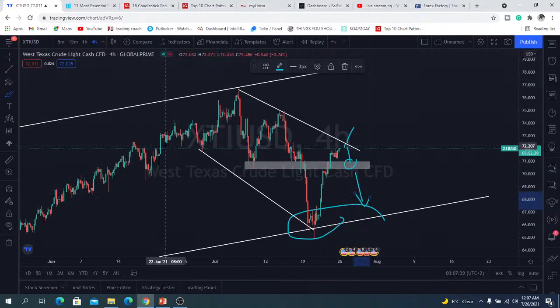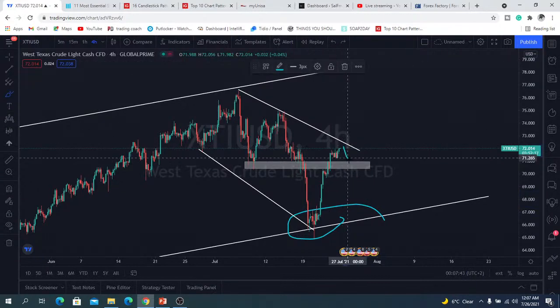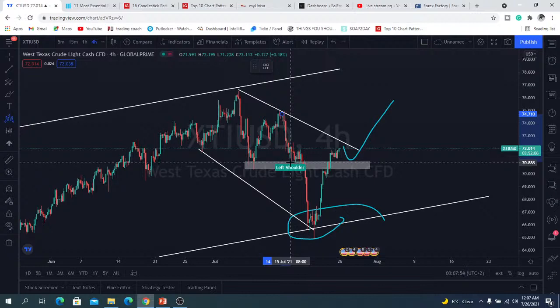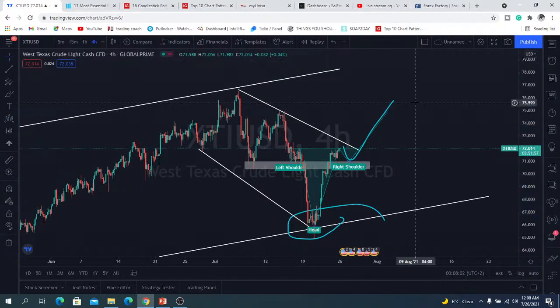All right, because this might serve as an inverse head and shoulder. Let me show you this. It might come down right here, test at this area, and then finally break out. So that will be an inverse head and shoulder. And to those who don't know, again, head and shoulders and inverse head and shoulder represent reversals in the market.